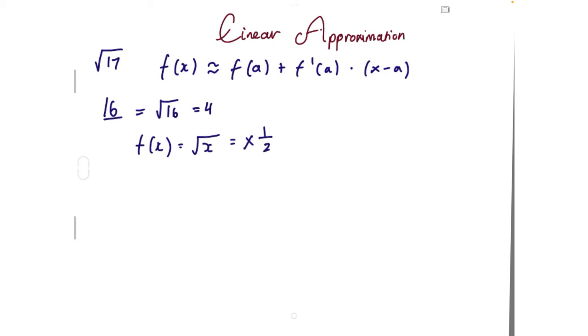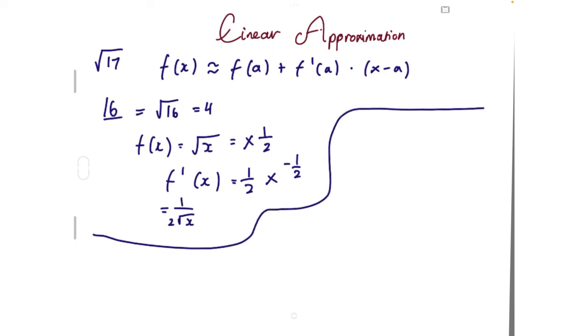Then I will take the derivative of this, f prime x, and I can bring down the exponent. We have 1 over 2 times minus 1 over 2, which will give me 1 over 2 square root of x. And let's continue.